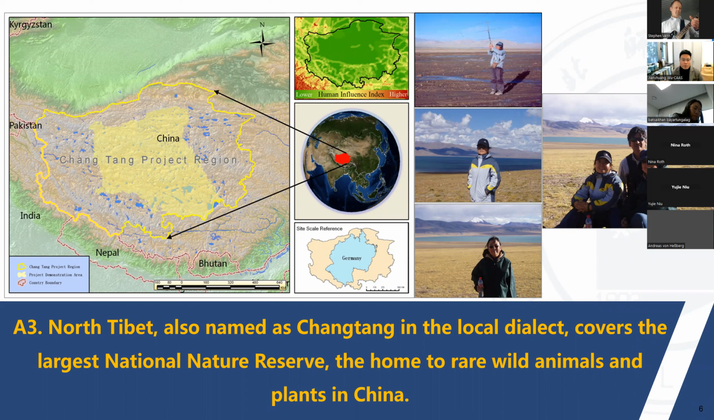This area is the largest national natural reserve in China. It covers about 700,000 square kilometers. It's the home of various animals and forests in China, and also very rare plants.